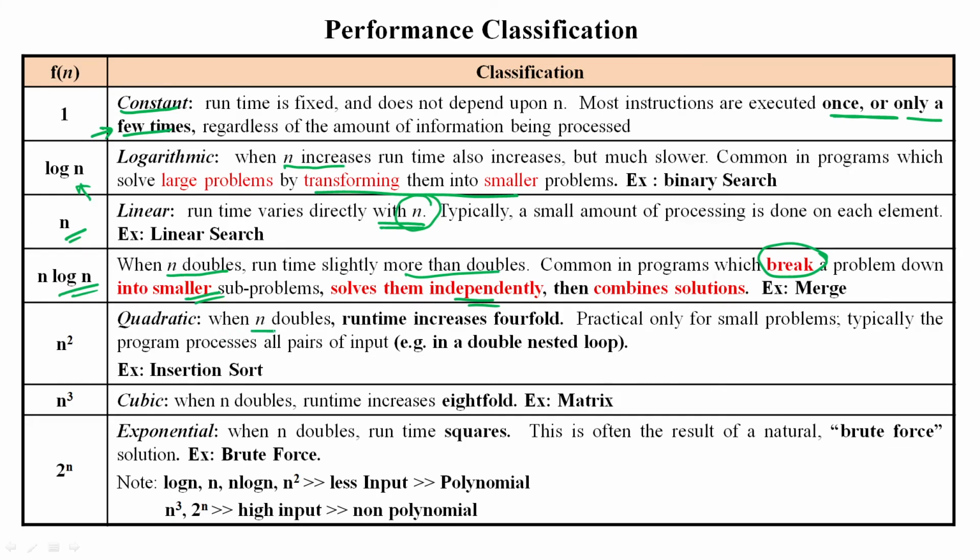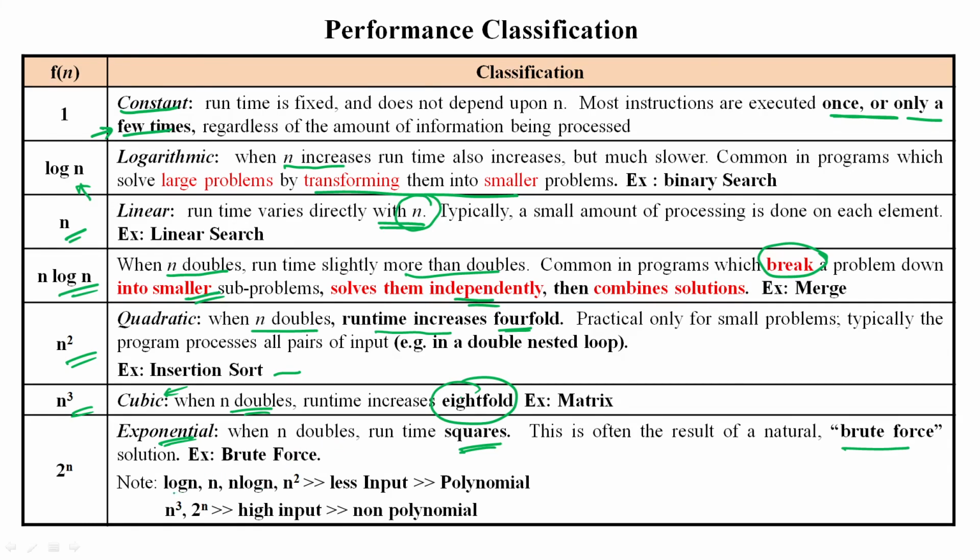For quadratic functions, when n doubles, the runtime increases fourfold. This kind of algorithm will consume n square time complexity, for example insertion sort. If we double n for a cubic function, it will consume eightfold the time. So that is order of n cube. When n increases exponentially, the time is 2 power n. These kinds of complexities are used in brute force solutions.